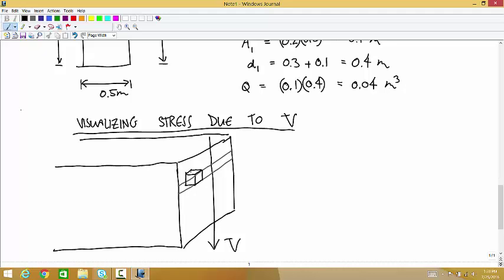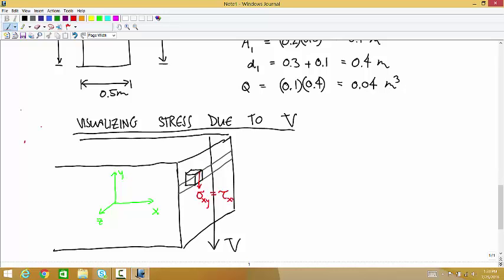Okay. So that shear force acting down makes sense that that would cause a stress like this. If your coordinate system has the x-axis this way, the y-axis this way, and the z-axis this way, that's what we're always going to use, then what element would this red stress be? That's xy, yep. Stress xy.